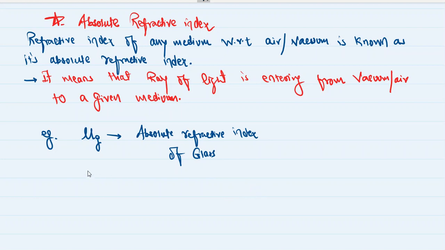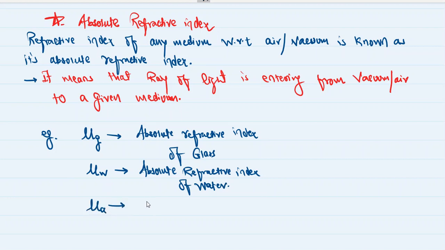ठीक है, इसके बाद आता है म्यू डब्ल्यू. क्या है? एब्सोल्यूट रिफ्रैक्टिव इंडेक्स ऑफ वाटर. और लास्ट में मैं लिखूंगा जो कंट्रोवर्शियल है, इसको लास्ट में हम लोग देखेंगे, म्यू ए which is absolute refractive index of air. Absolute refractive index of air.